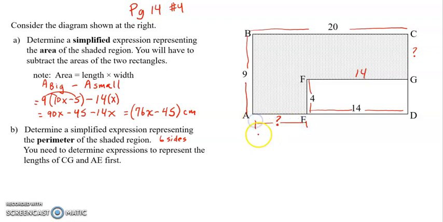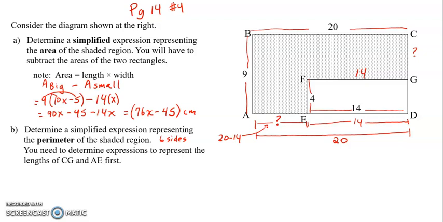Well, you know the total length from left to right is 20 at this point. And you know that part of it is 14. So we're looking for the other part of that 20. So the calculation we would do is 20 minus 14. However, in this case, it isn't 20. It's going to be a variable expression, but we're going to use the same kind of routine.